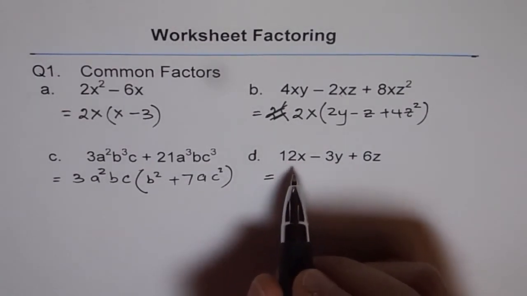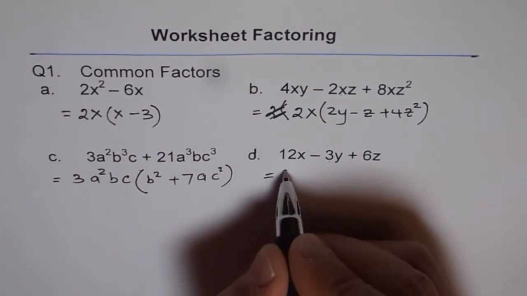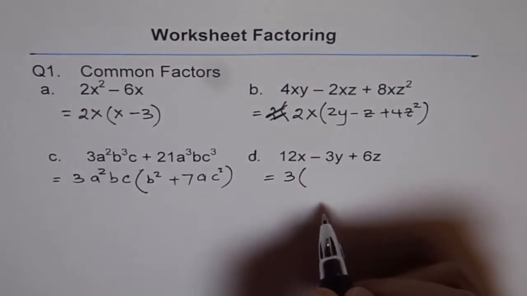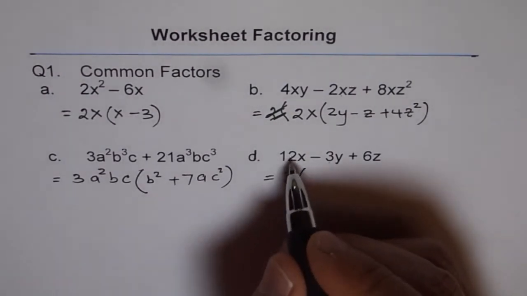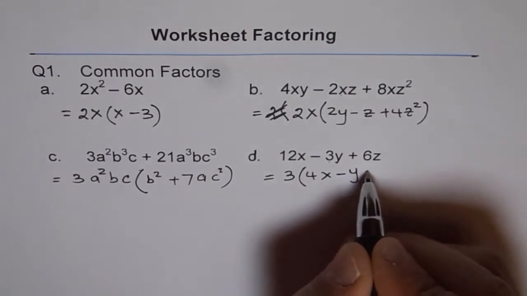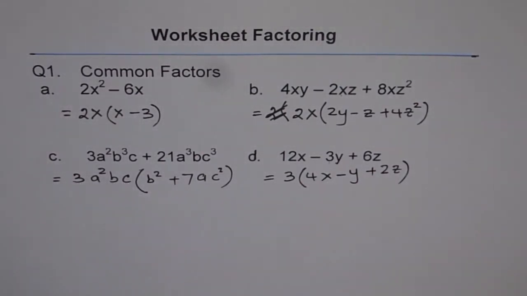As far as the numbers are concerned here, we see that 3 is common, so we can factor out 3, and the variables are different, so no variable can be factored. 12 divided by 3 is 4, so we get 4x minus y plus 2z. That is the solution for part D.